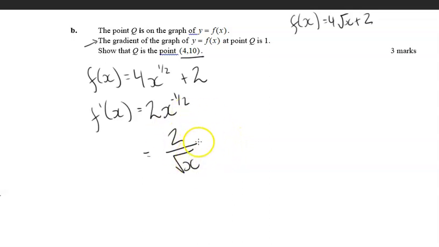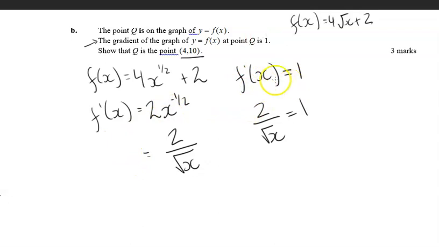Now this is saying that my f dash of x, the gradient, is equal to 1 at the point Q. So we've already worked this out: 2 over the square root of x is equal to 1. And what we need to do using this fact is find out what x is equal to. And we're hoping that somehow we get to 4.